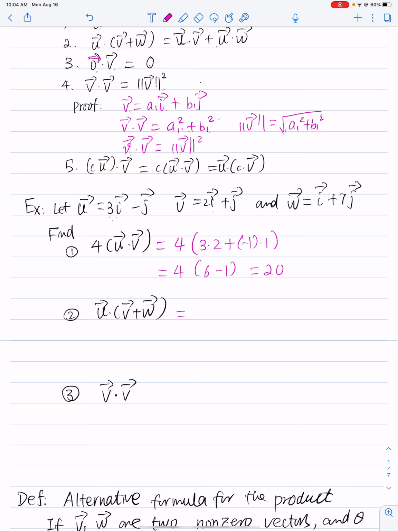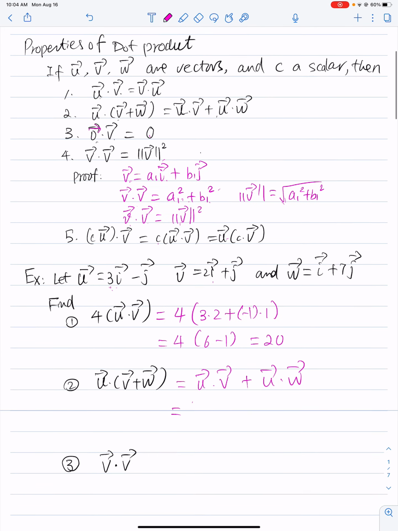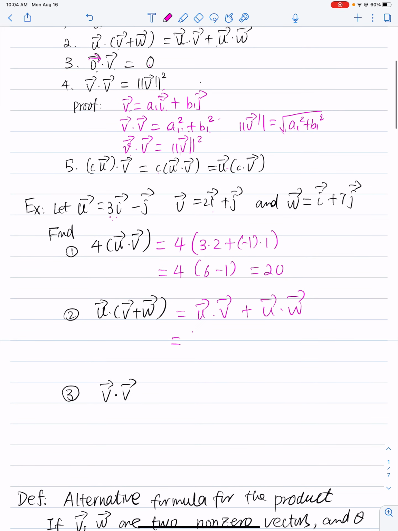Okay, the next one is u dot v plus u dot w. So what is u dot v? It will be a1 a2 plus b1 b2, so 3 times 2 plus negative 1 times 1. u dot w is 3 times 1 plus negative 1 times 7. So what do you have? 6 minus 1 plus 3 minus 7. 9 minus 8 is 1.